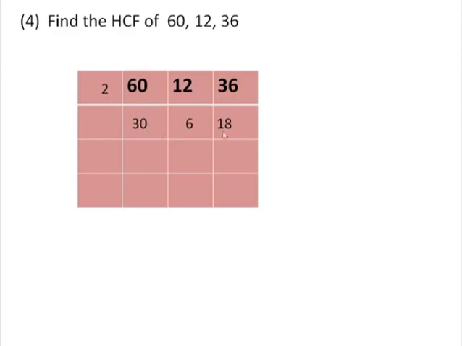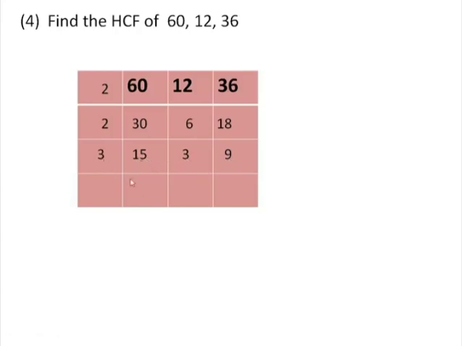Now again, if you look at all the three numbers, all are divisible by 2. So now when you take 2 as a common factor for all the three numbers, you will get 15 when you divide 30 by 2. Now when you divide 6 by 2, you will get 3. And when you divide 18 by 2, you will get 9. Now here 15, 3 and 9, you have to find a common factor for all these three numbers. So what is it? It is 3.